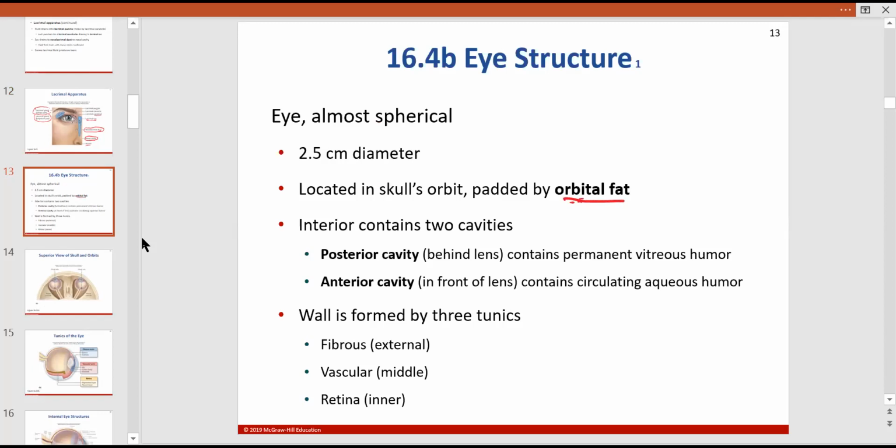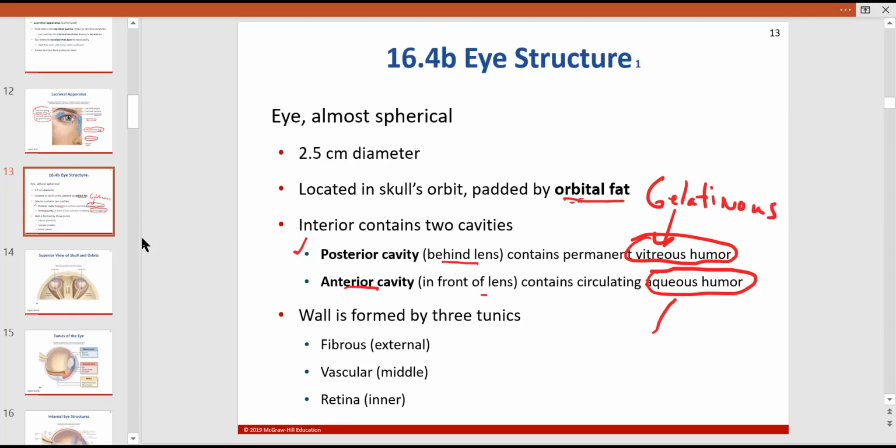So with these things, you have to really go through this because you need the definitions. Like the posterior cavity, by definition, is right behind the lens. The anterior cavity is in front of the lens, and that has aqueous humor. And by definition, you could say behind the lens is the vitreous humor. That's the gelatinous fluid. Humor just means fluid. And aqueous humor is more watery. So watery in the front and gelatinous in the back of the lens.